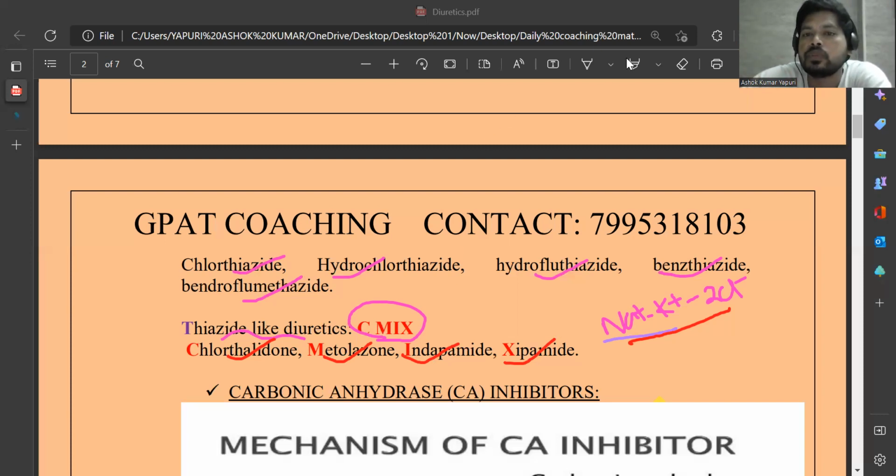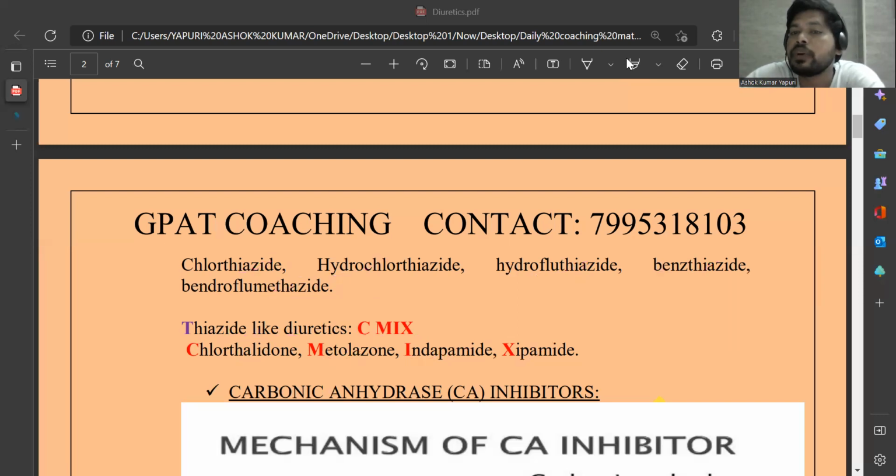Okay, so this is regarding the classification of diuretics. By this manner you can easily remember.